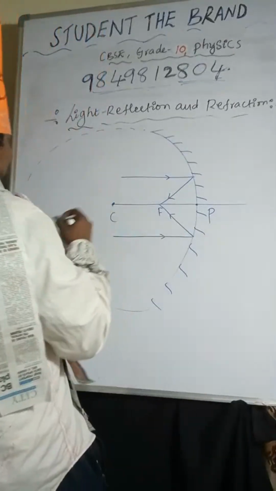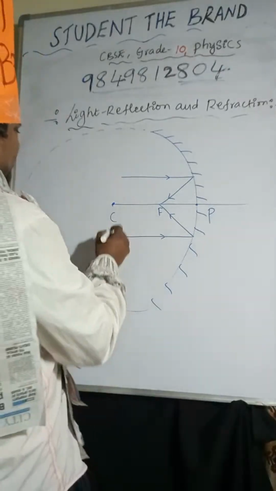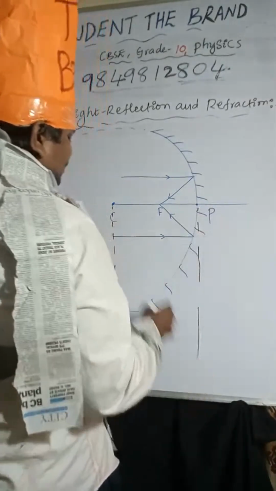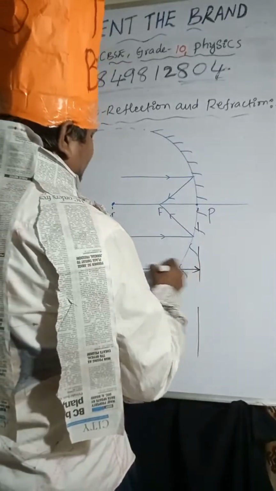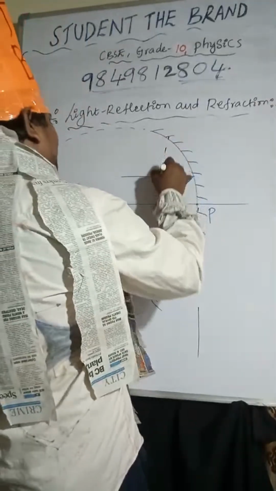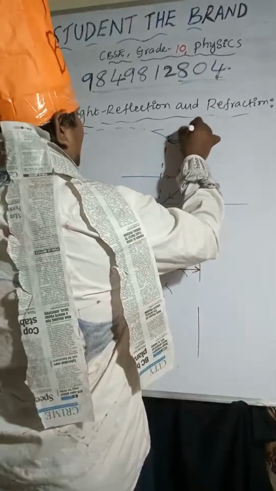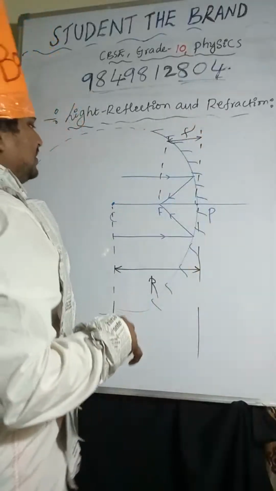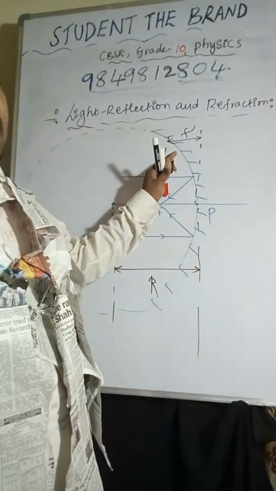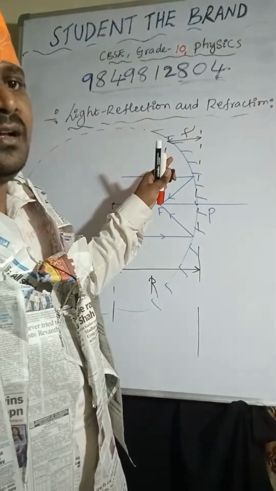The distance between the center of curvature and the pole is called the radius of curvature. The distance between the focus and the pole is called the focal length. Everybody listen here. Eyes on the concave mirror.